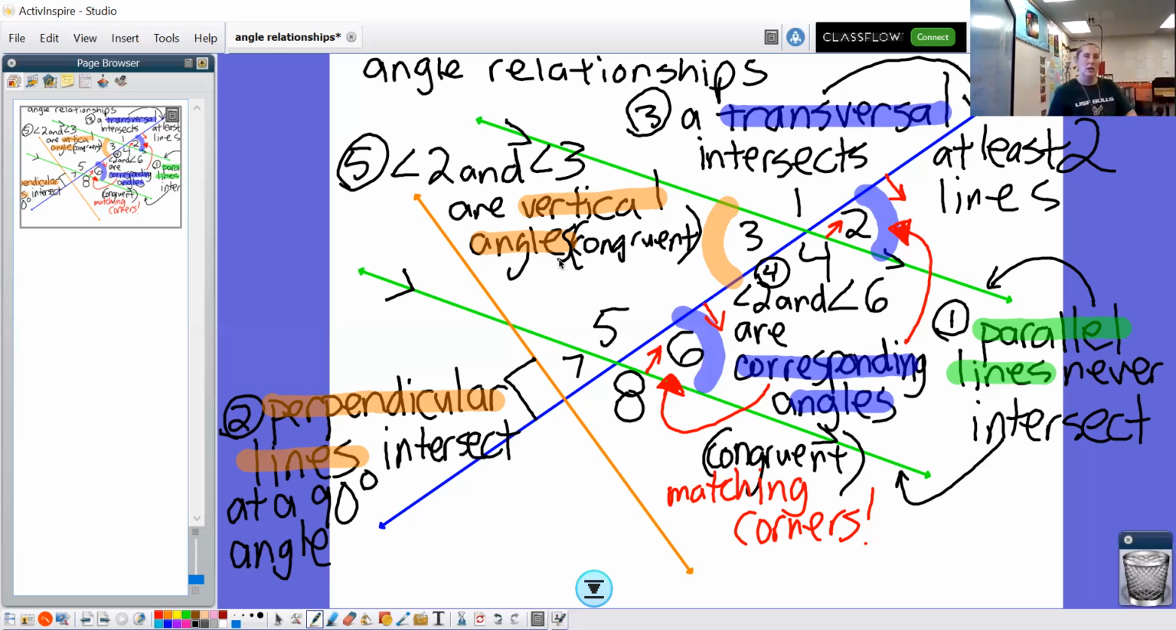Vertical angles are congruent. Okay, are there other pairs of vertical angles that you guys can find? Think about it for a sec. What about angles 1 and 4? 7 and 6, 5 and 8. You see how those are across from each other? Those are also vertical angles. And I will give you some more notes in the second part of this video.